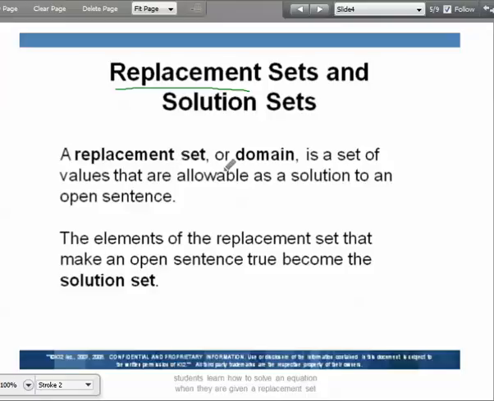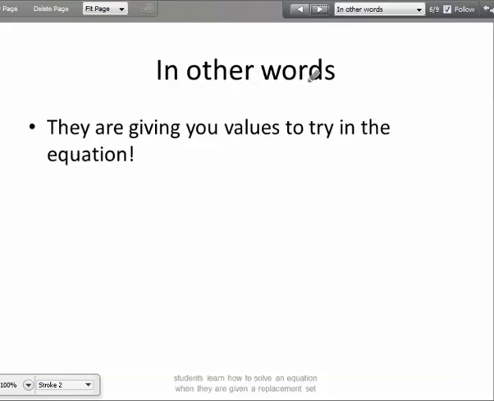And a replacement set is nothing more than a domain, or it's values that we want you to try in the equation. They are values that you're going to stick in for the variable. Okay? When you put them in the variable and you work through it, you might get values back out. That would be the solution set or the range. Okay? So you've got domain and range as two terms that we're going to be looking at further as we go along. But for now, what you can understand for them is they are the values, the domain are the values you're going to stick into the x, and the range are the values you're going to get out of when you solve the equation.